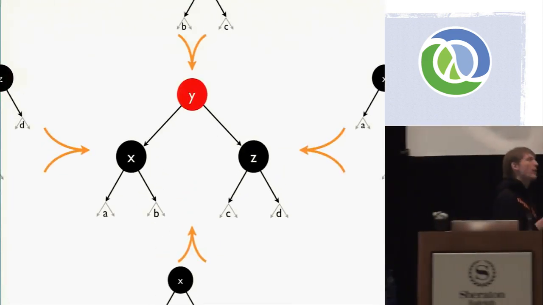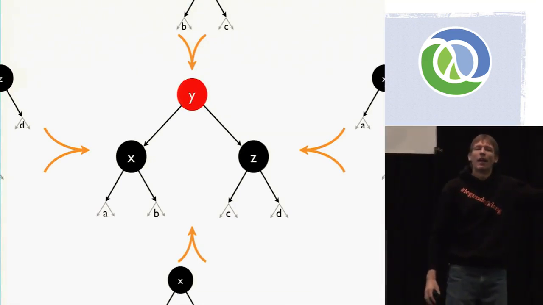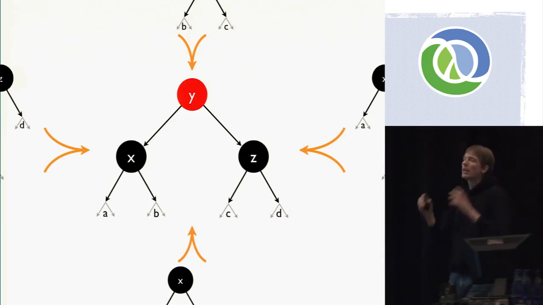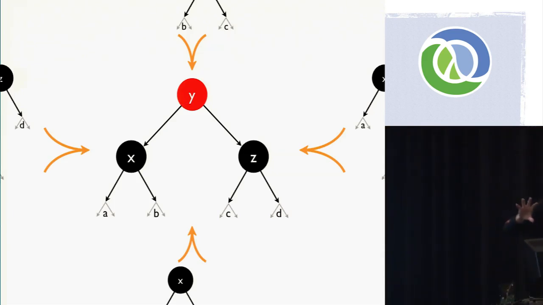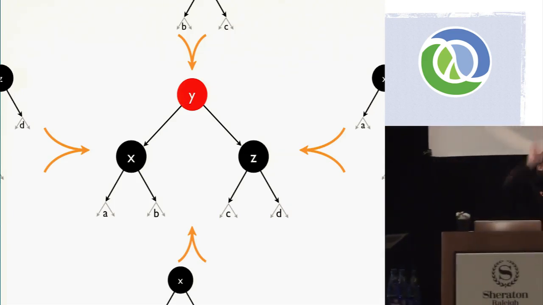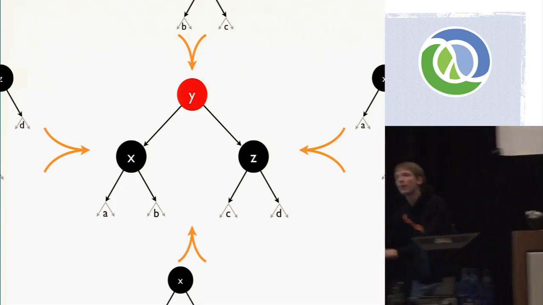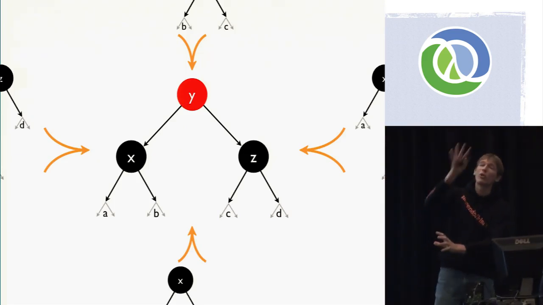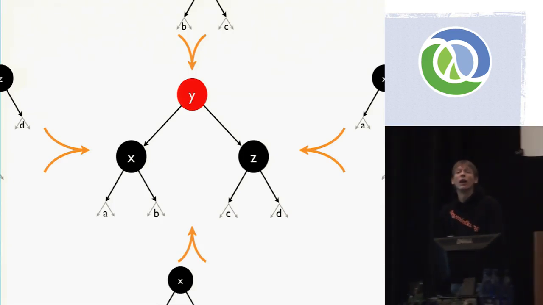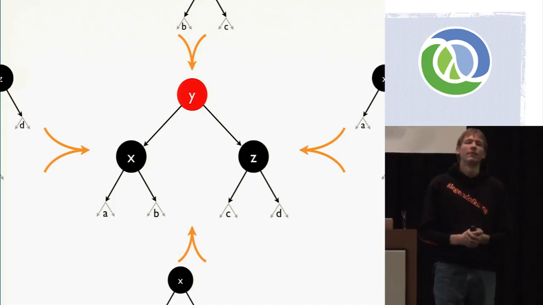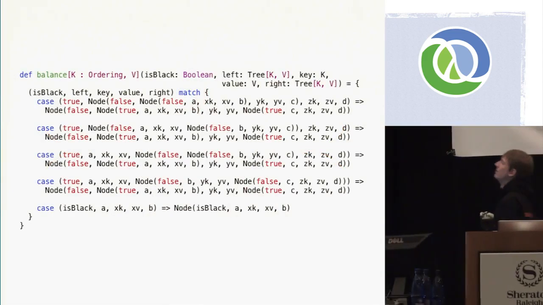So if we can implement a function that handles this rebalance, then we can apply that function at every single node as we're rebuilding back up to the root. When we do an insert, we have to rebuild our ancestry. So we apply the rebalance function at every single locus back to the root, and we will have a balanced red-black tree. And that function looks like this.